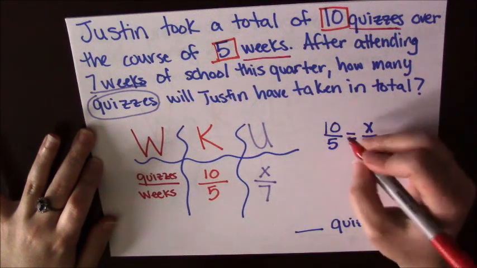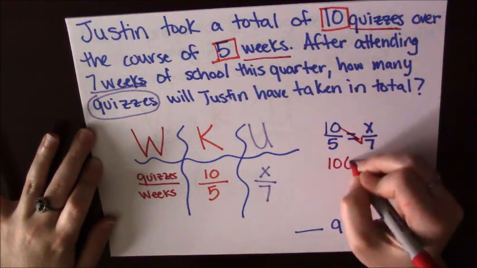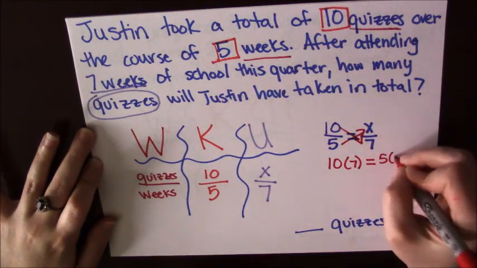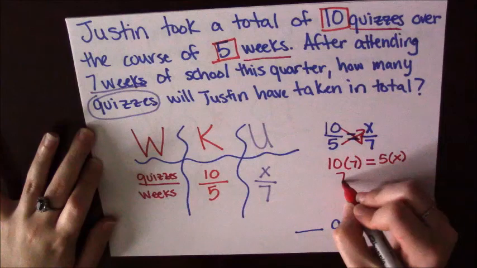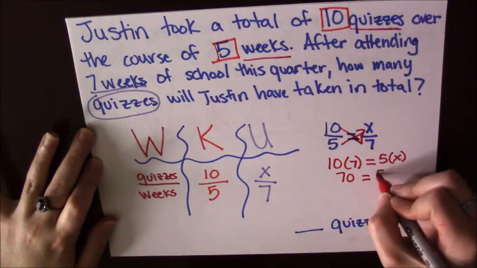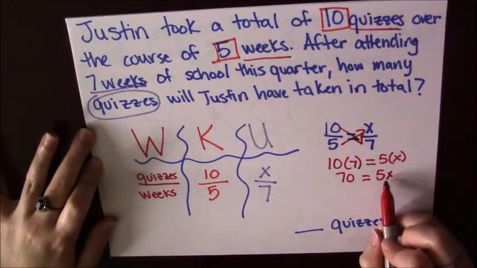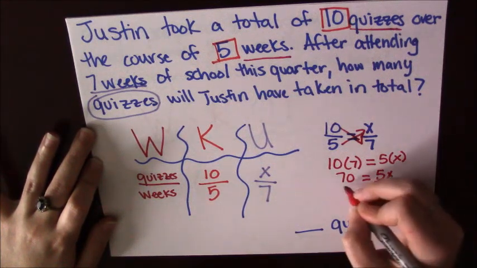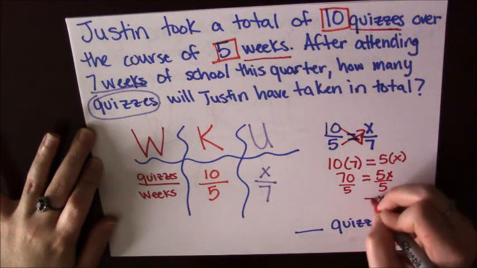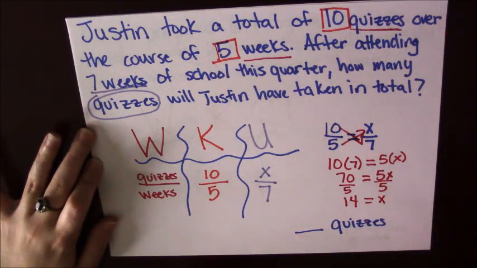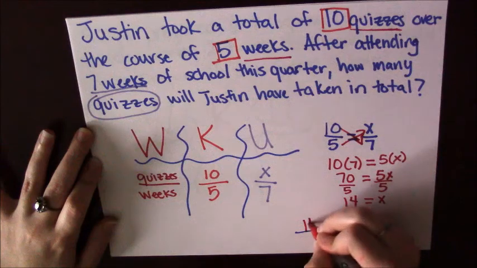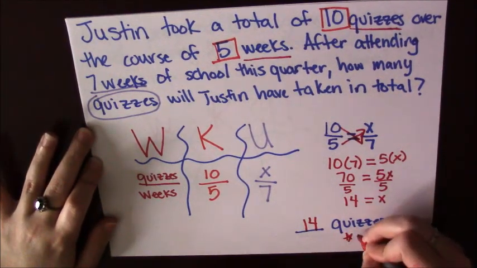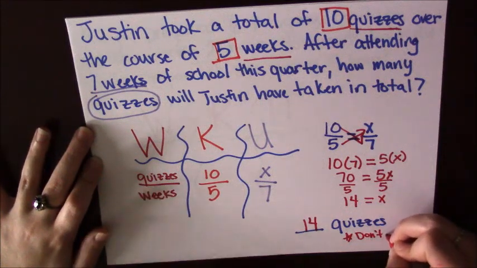So I do 10 times 7 equals 5 times x. 10 times 7 is 70 equals 5 times x is 5x. Now I still need to get x by itself to find out how many quizzes. So I divide both sides by 5 and x equals 14. So down here, Justin will have taken 14 quizzes. Please do not forget your units.